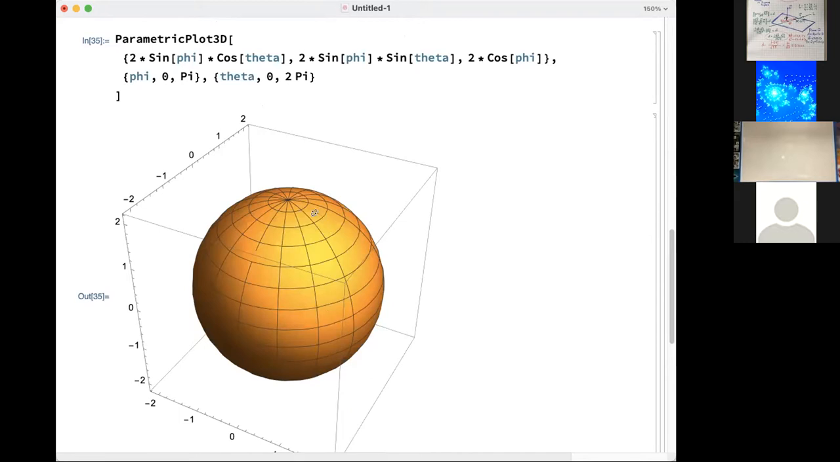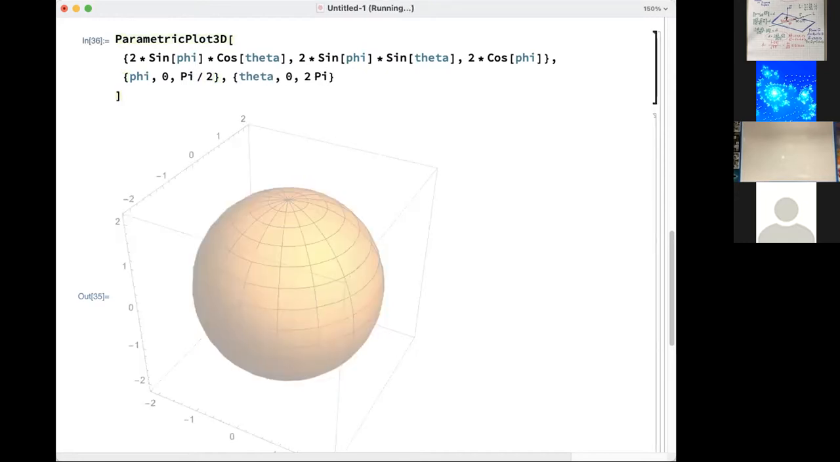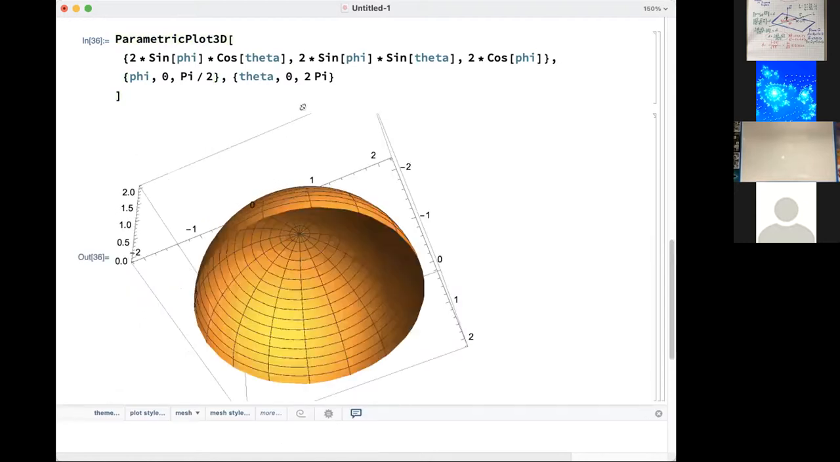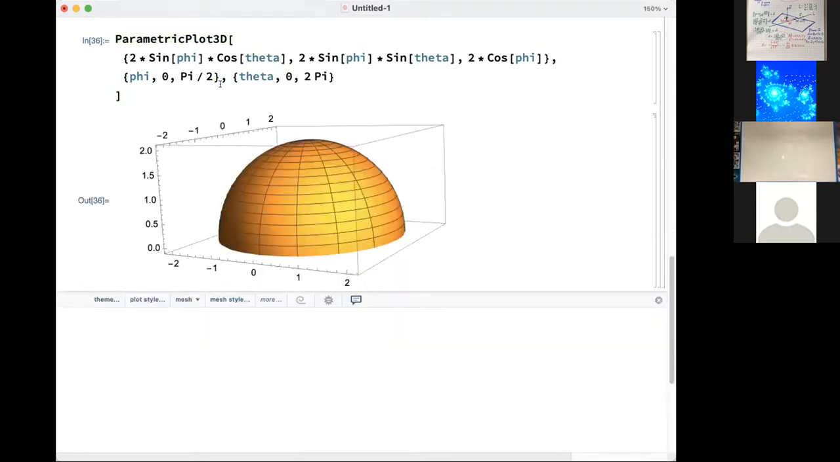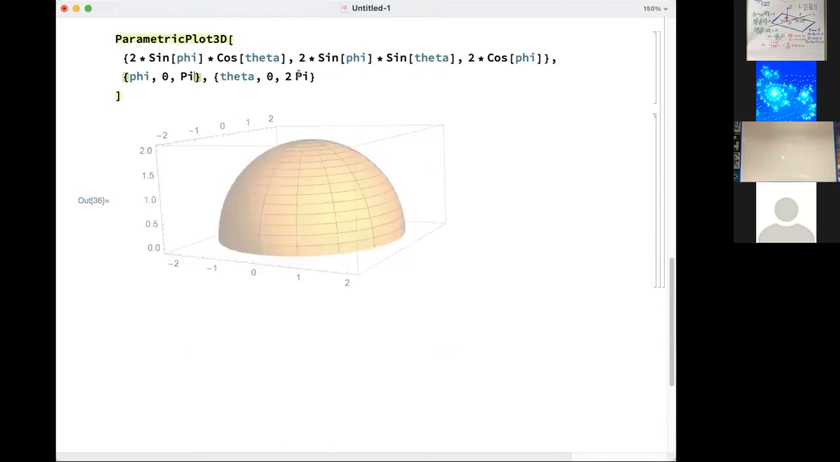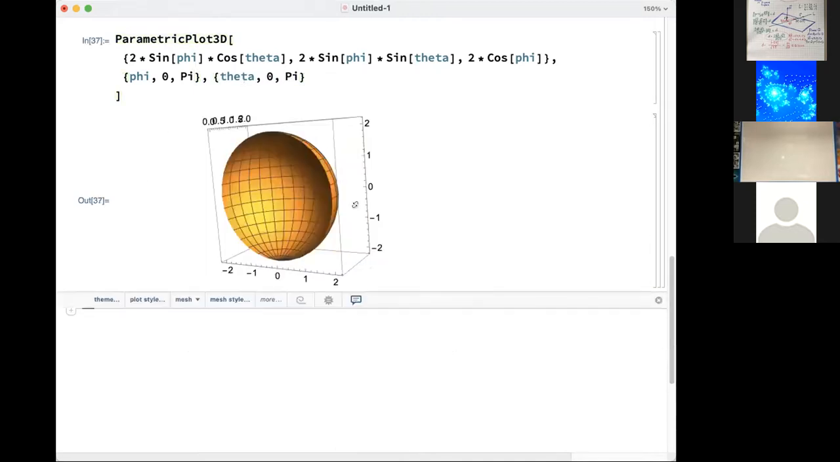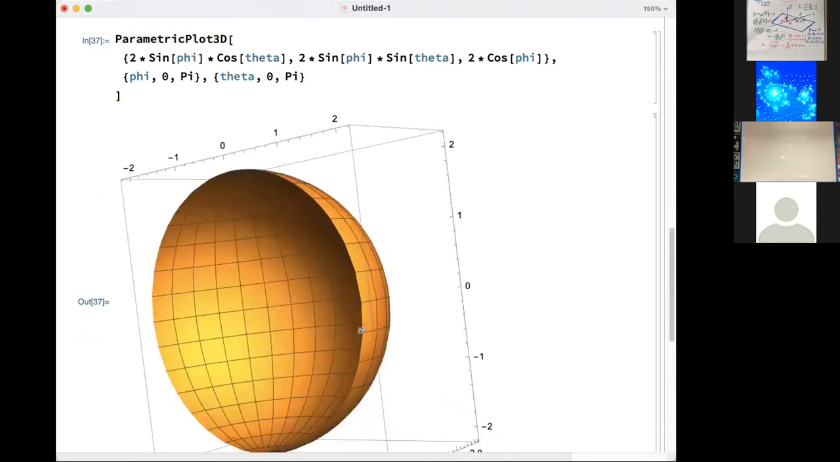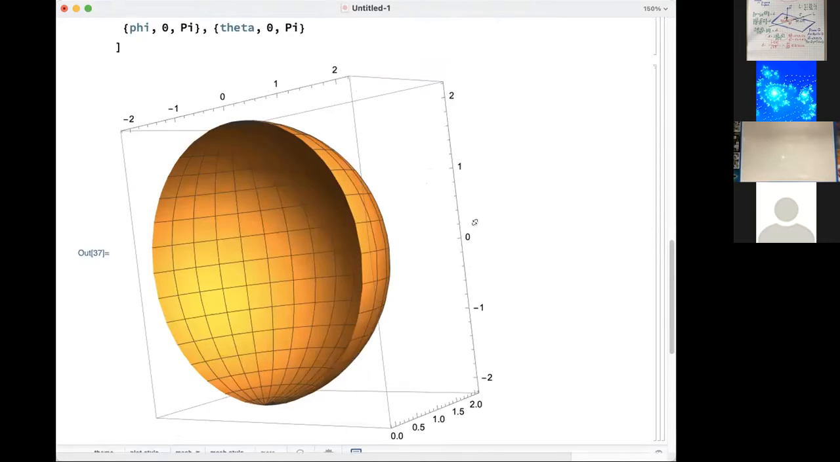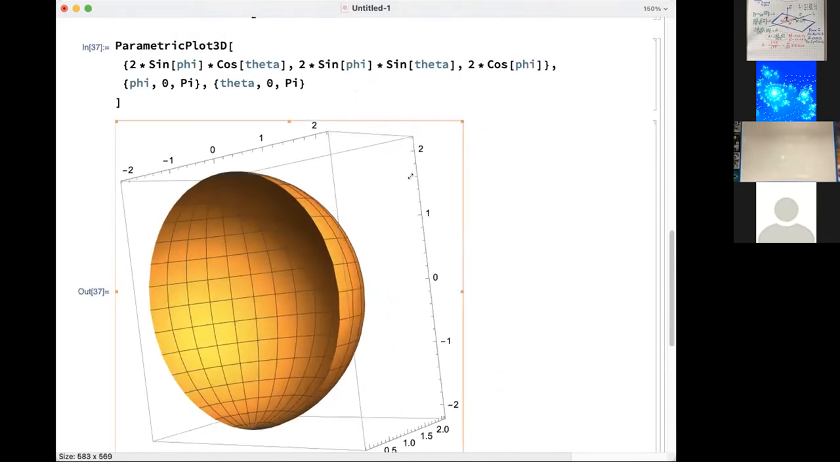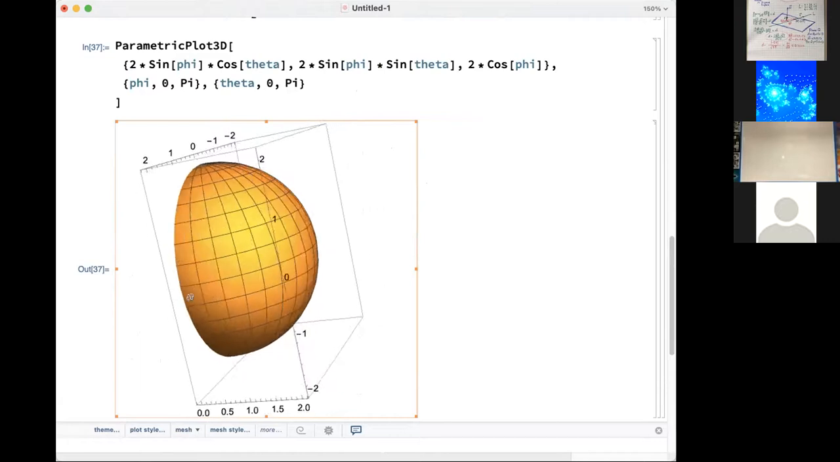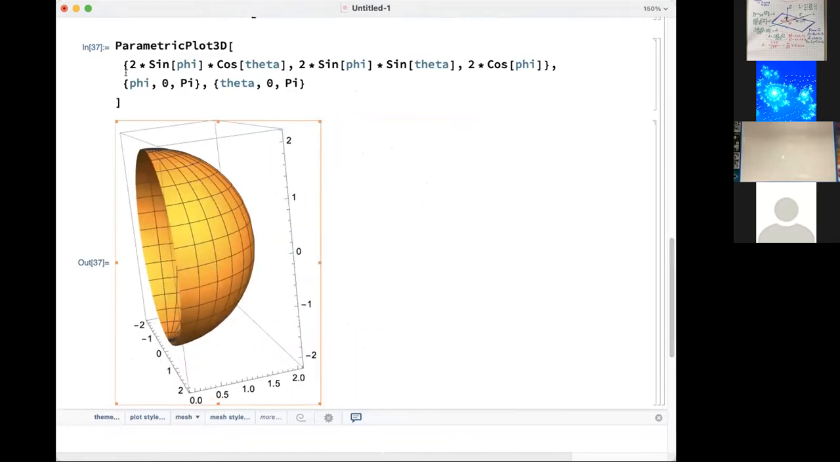But now I'll show you the power of parametric plot. What if I only wanted to draw the upper half of the sphere? Let's just let phi go from 0 to pi over 2. Ta-da! There's the upper half of the sphere. What if I only wanted to draw the western hemisphere? Well, I don't know if I drew the western hemisphere or the eastern hemisphere there, right? Let me shrink that box down. See, with this parametric description of the sphere, I have total control over what I draw.